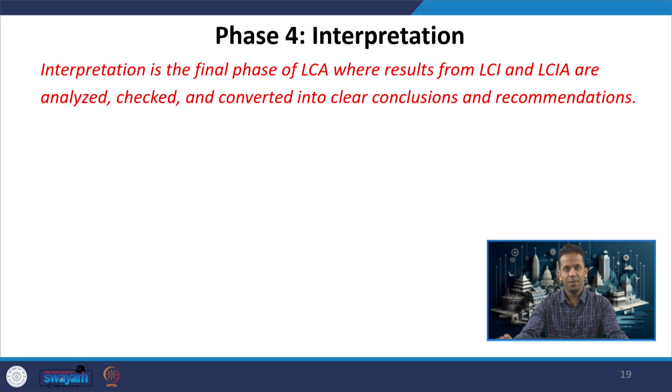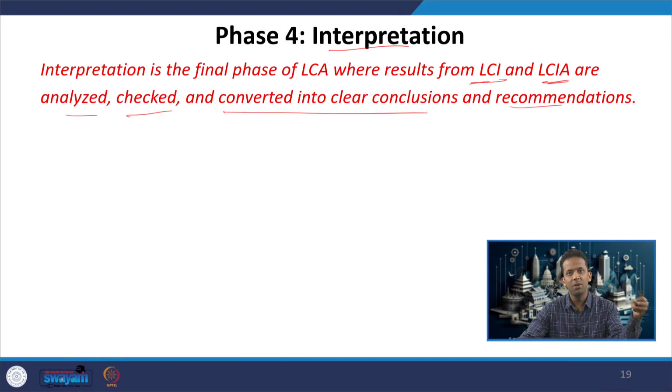The final phase, after the goal and scope, life cycle inventory and impact assessment, is interpretation, where the results from the earlier 2 phases, that is life cycle inventory and impact assessment, would be analyzed, checked and converted into clear conclusions and recommendations, because it is interpretation which will help policymakers or industry people or those who are getting this LCA conducted to make decisions.